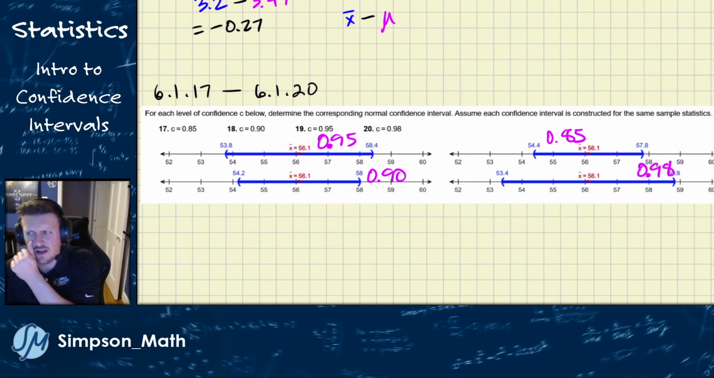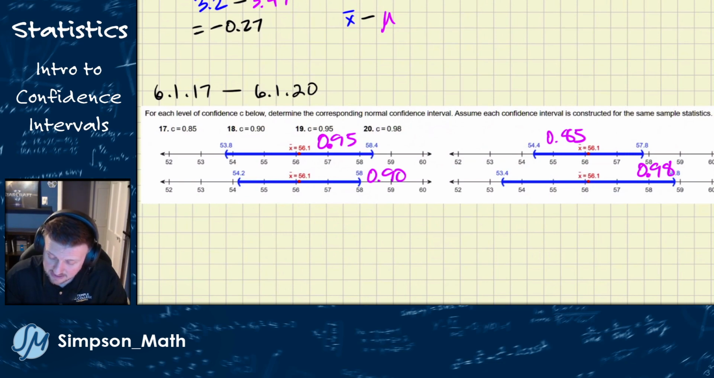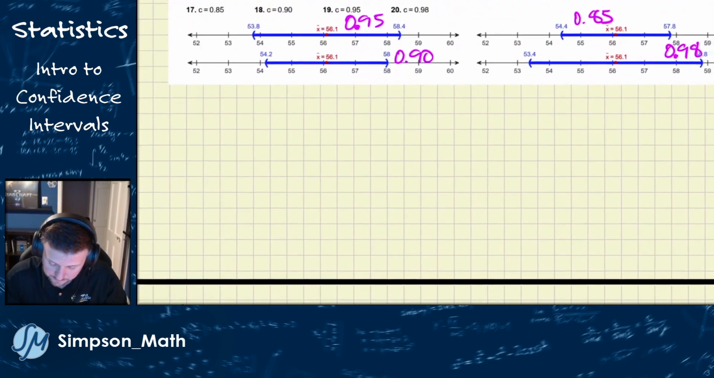So it's all about matching. The way that the homework is delivered is a bit annoying, but that's all that is. The smaller the confidence level, the smaller the interval, the skinnier the interval. The larger the confidence level, the larger the interval. And again, it has this caveat if all the sample stats are the same.